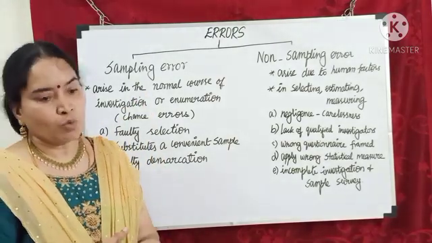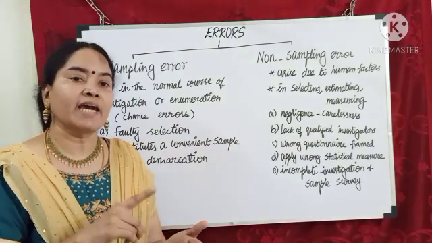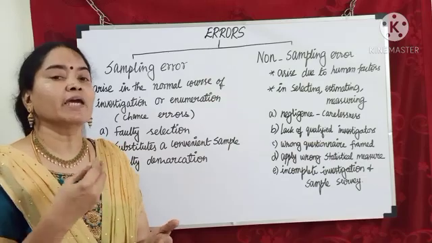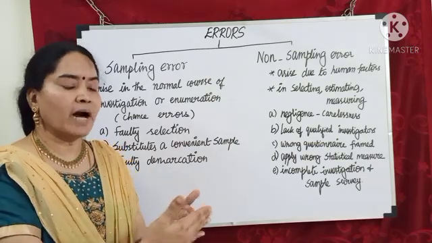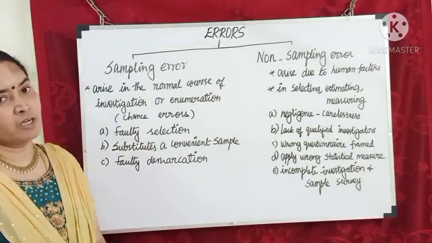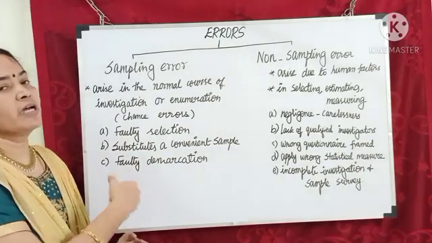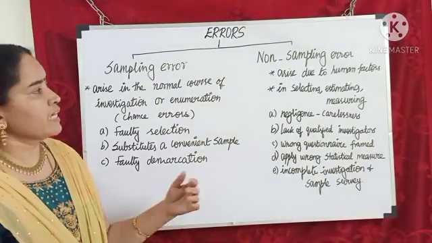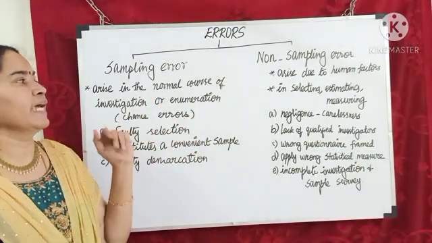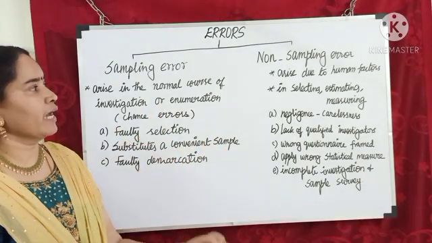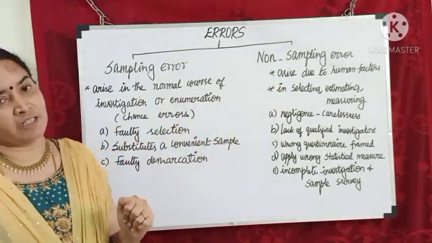Number 3, while we are surveying areas, the border lines we have, we may make a mistake in marking the border line. That we call faulty demarcation. So faulty demarcation is also a reason for sampling errors. Second one, non-sampling errors. Non-sampling errors mainly arise due to human factors.